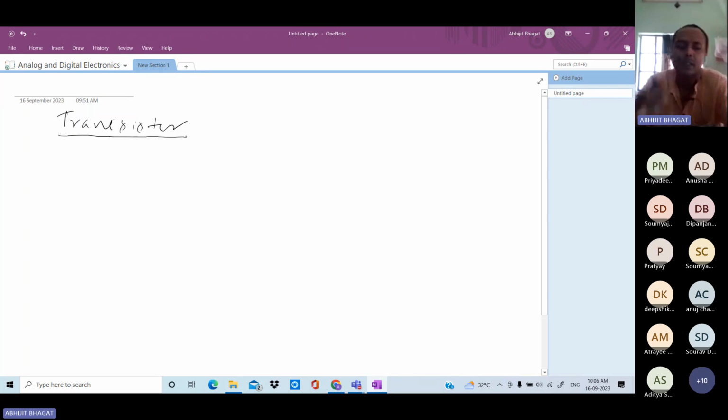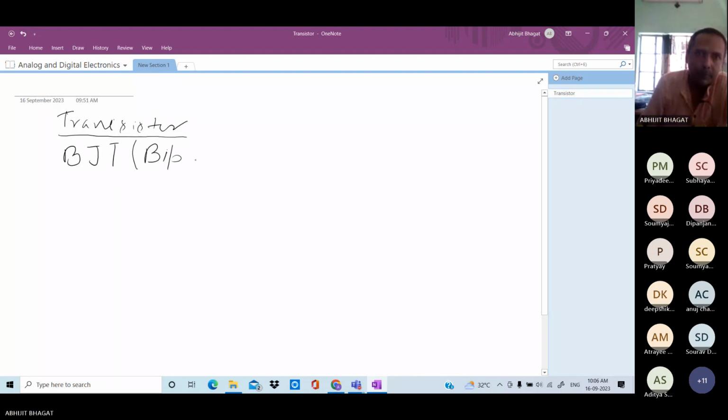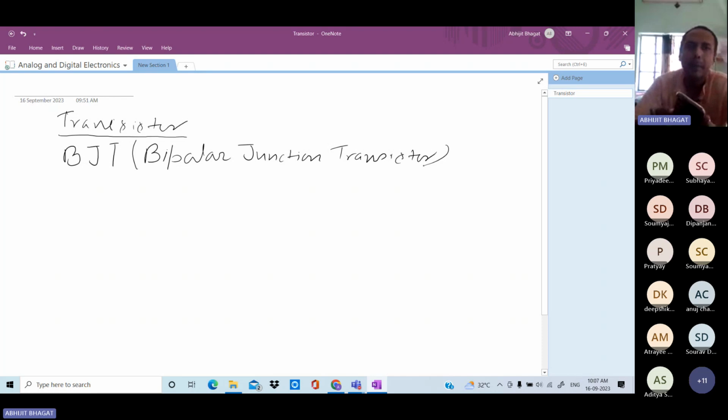Previously in your +2 level, all of you learned a little bit about the transistor. So basically, whatever you know about the transistor, you know only about the BJT. BJT means your NPN and PNP type of transistor. So it is the BJT. This BJT is named as bipolar junction transistor. All of you use the pen and paper and note down the thing. Bipolar junction transistor. So this is one of the types of transistor, BJT.